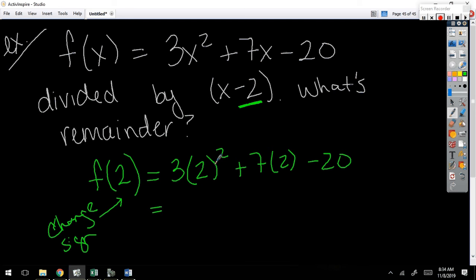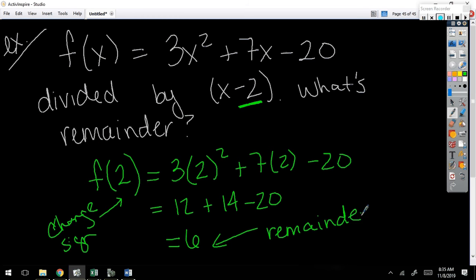All right, so do your exponents first because they come first in order of operations. So 2 squared is 4, and 4 times 3 is 12, plus 14 minus 20, which would be what? 6? Yes. So if you were to divide this all the way out, you would find that the remainder is 6.